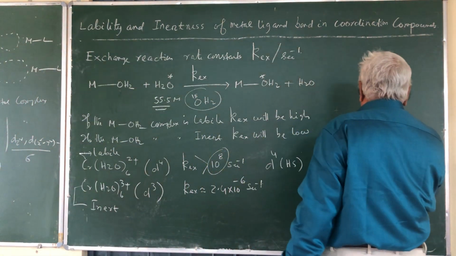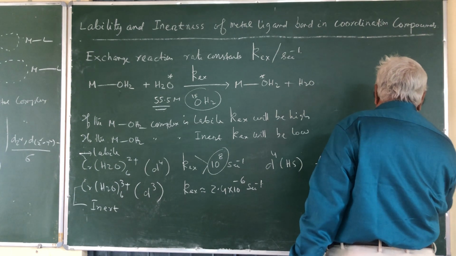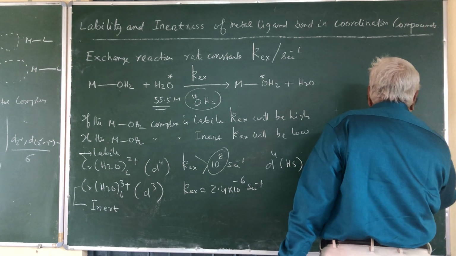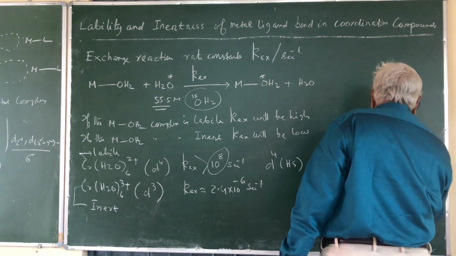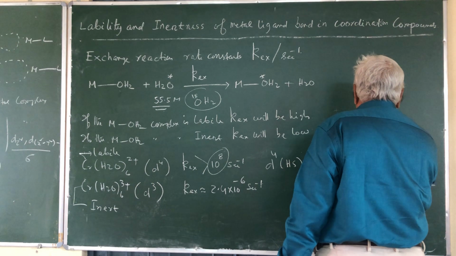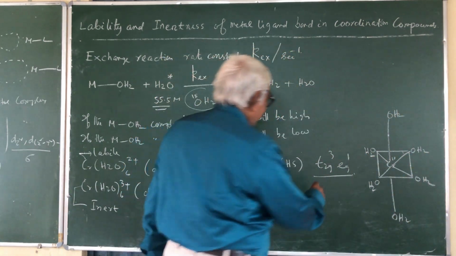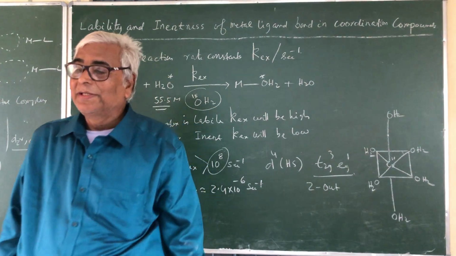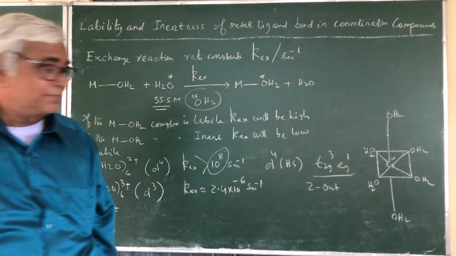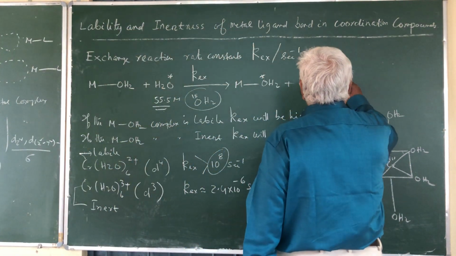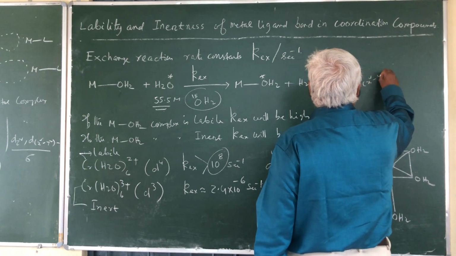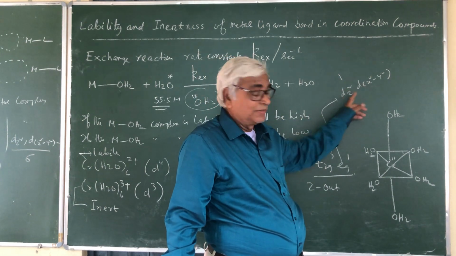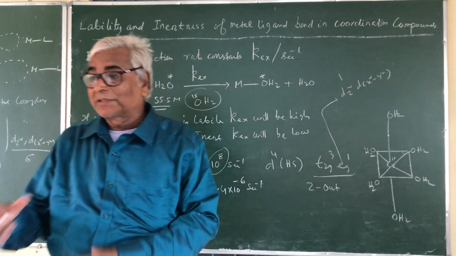So what is happening here? Chromium 2 plus. This is z-out distortion. If the bond along the z axis is longer, then that is called z-out distortion. In which situation is z-out distortion possible? The eg orbitals are dz square and dx square minus y square. If the dz square orbital contains one electron and there is no electron in the other, then this will be z-out distortion, and the ligand along the z axis will face more electron repulsion.